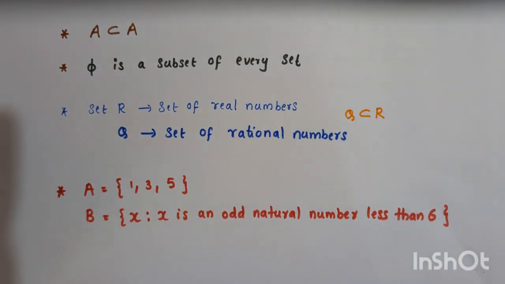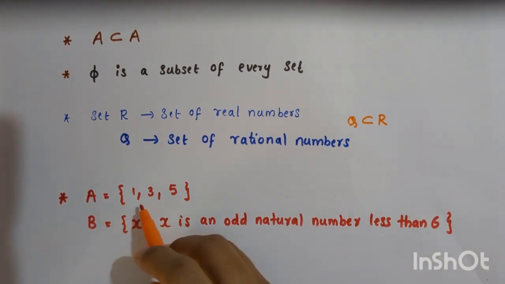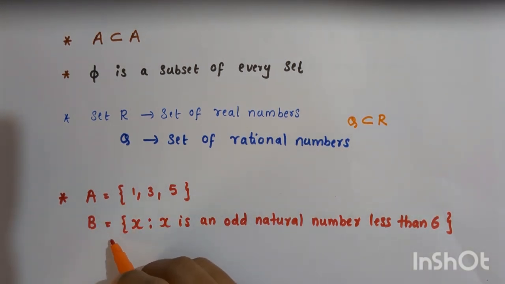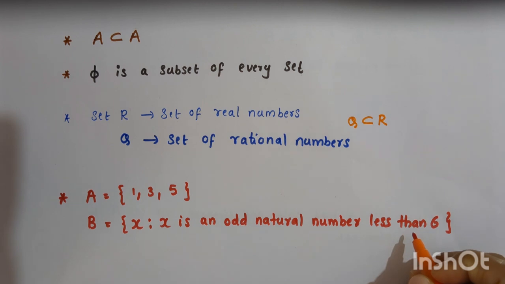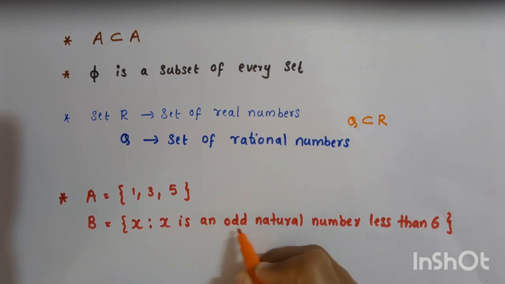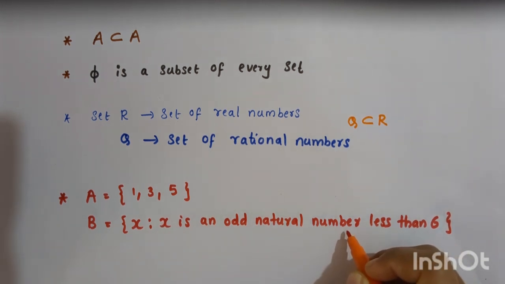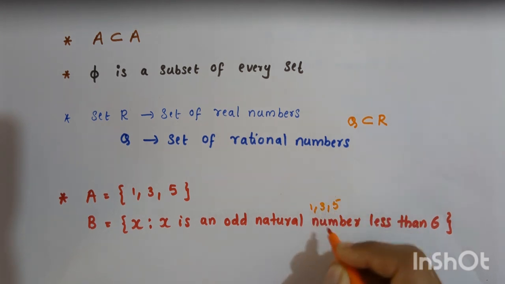Now let us consider another set, which is set A. Set A has these elements 1, 3, 5, and set B is a set of all x such that x is an odd natural number less than 6. So which are the elements in set B? x is an element of set B, but x is an odd number less than 6. So odd numbers less than 6 means what? 1, 3, 5 are the odd numbers less than 6. So 1, 3, 5.